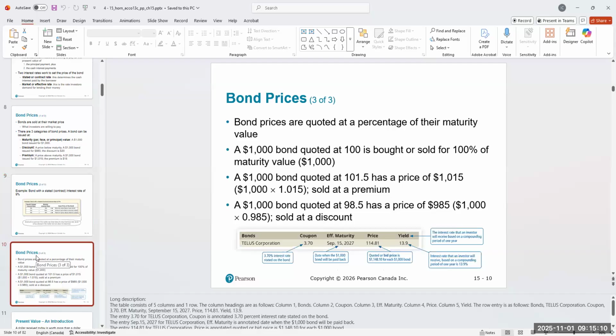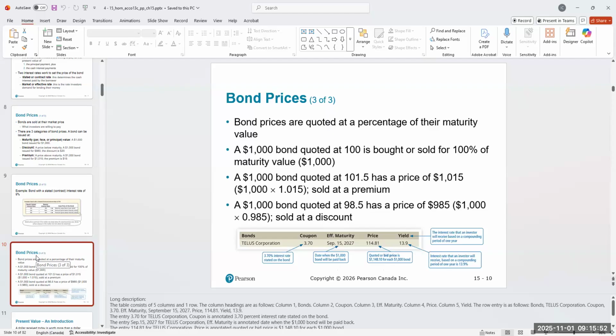The other way to see the bond price is as a percentage or as a number. So if a $1,000 bond is quoted at 100, that means 100 is the percentage, so the bonds are issued at maturity value. If you see a $1,000 bond quoted at 101.5, that means 101.5%, so the bond was issued at a premium. And if you see a number below 100, that means the bonds are issued at a discount.